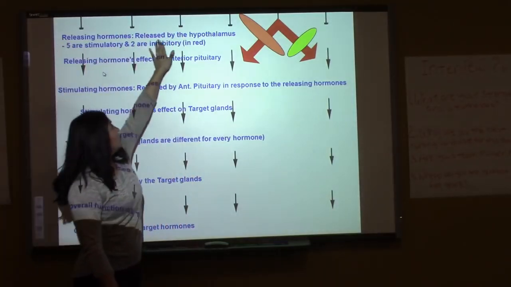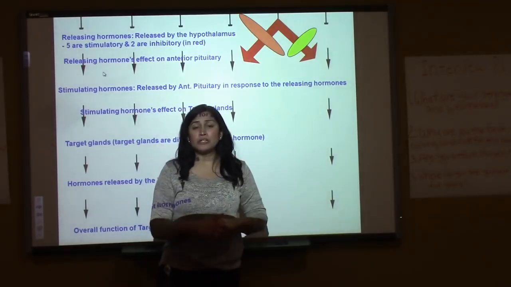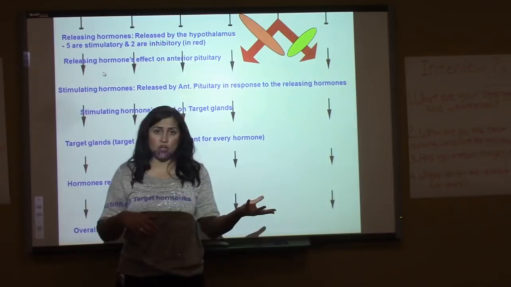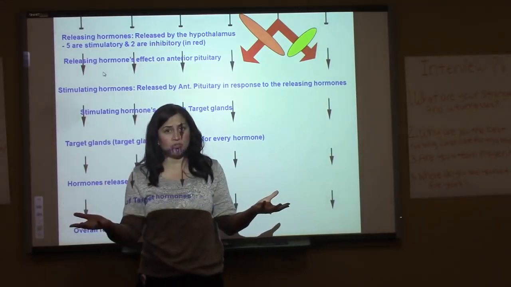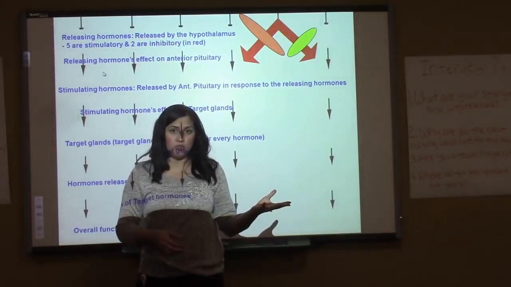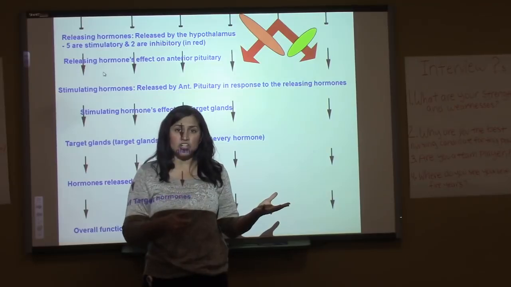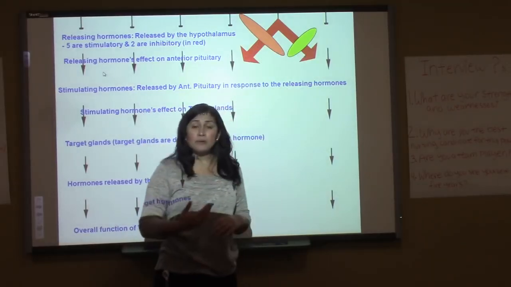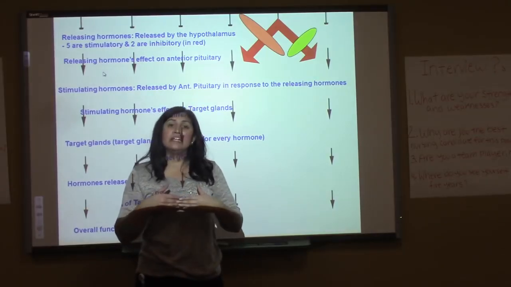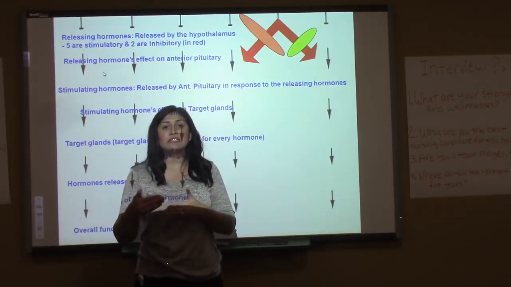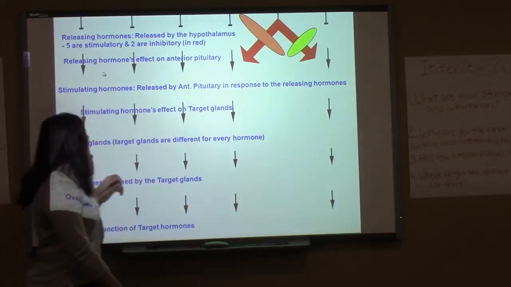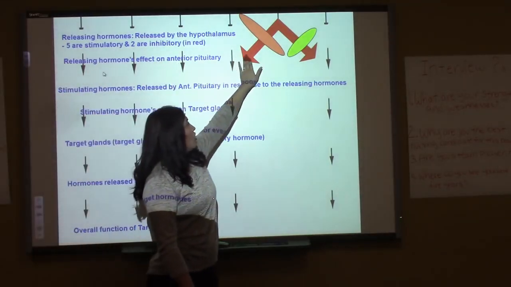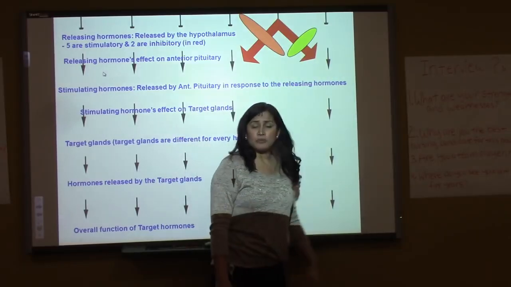This space right here are the hormones released by the hypothalamus. The hypothalamus releases stimulatory hormones as well as inhibitory hormones. 5 stimulatory hormones, meaning they stimulate the anterior pituitary to release hormones in turn. And they release 2 inhibitory hormones, which are in red, meaning they inhibit the anterior pituitary from releasing hormone. This right here is the effect on the anterior pituitary.